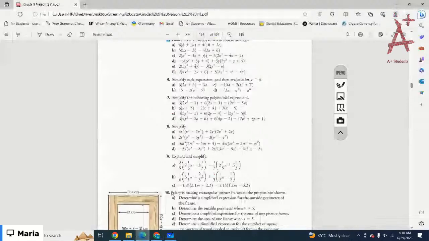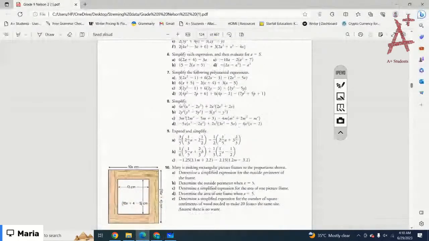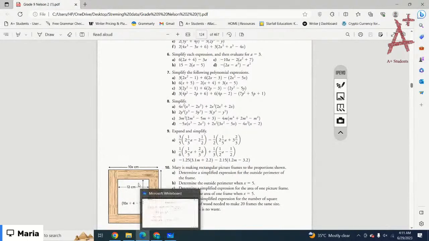Question number 7 is simplify the following polynomial expressions. So let's just start with question number 7, A. You just have to simplify. You have to do the same thing. Got it?